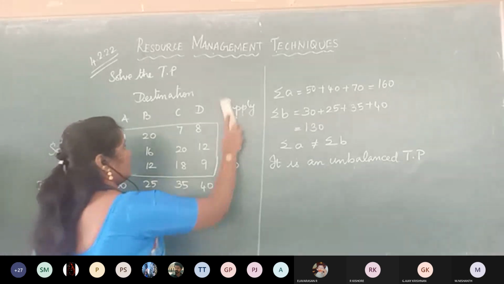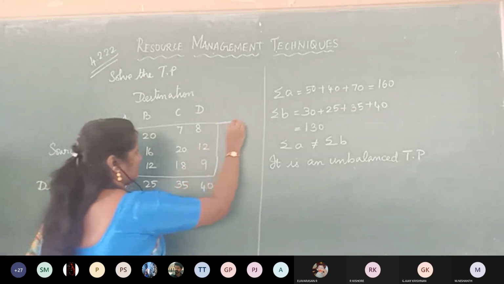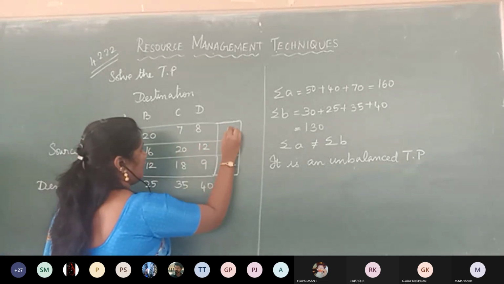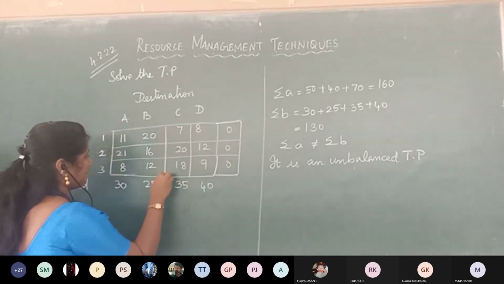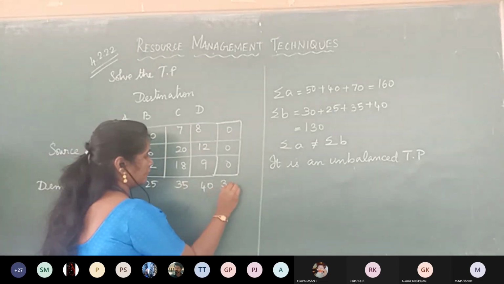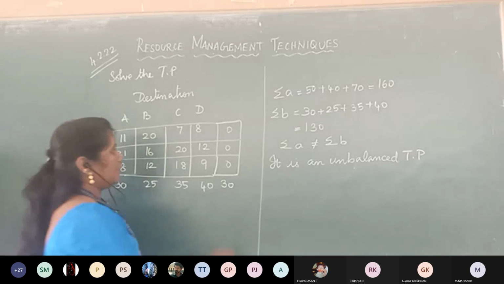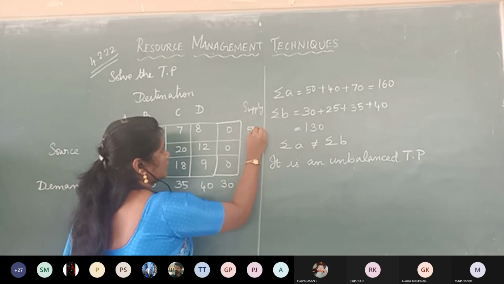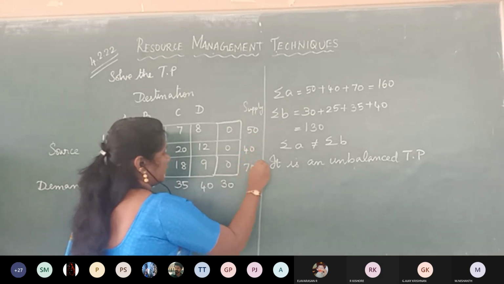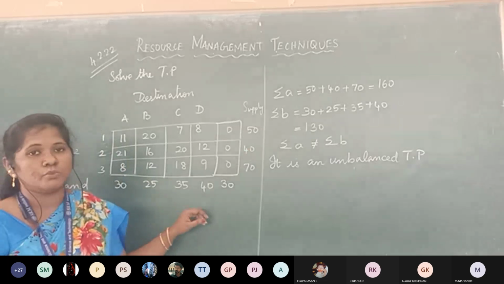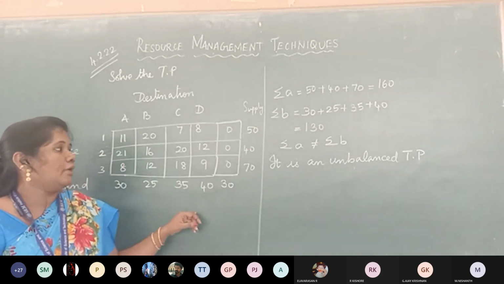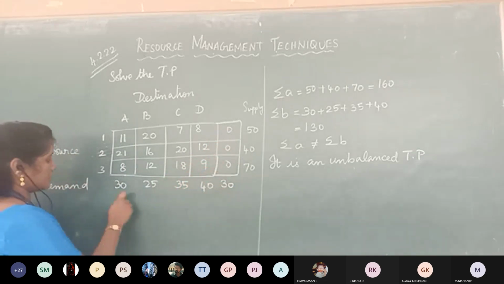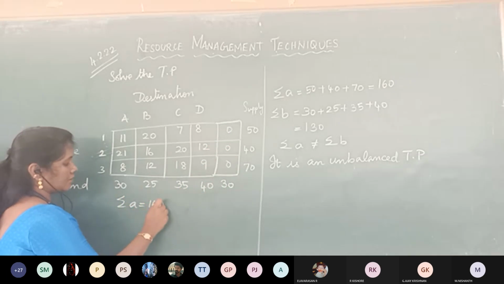So what we will do is add an extra column with 0, a 0 column, and we will put the value plus 30. And this supply value will be the same, because the supply is actually 160, so we will keep that supply just like that. But since your demand value is lesser than that supply value, you have added an extra 0 column and put that 30 here. Now if you check your summation A and your summation B, it will be 160.